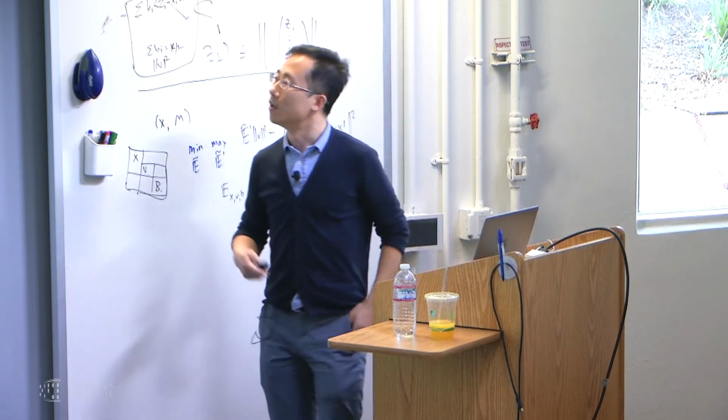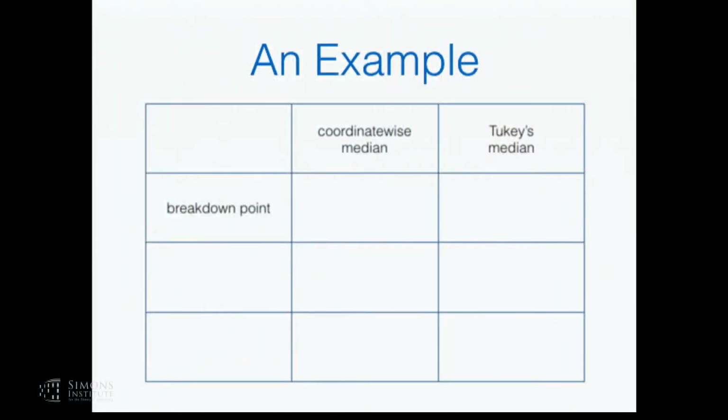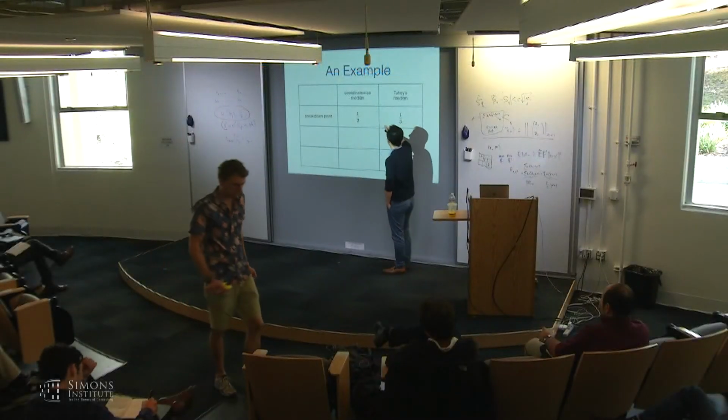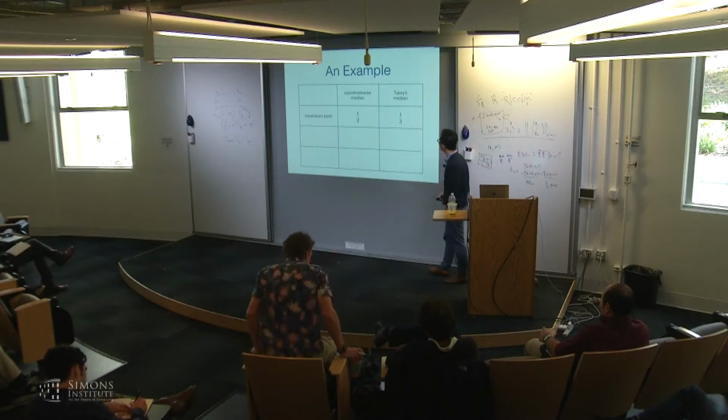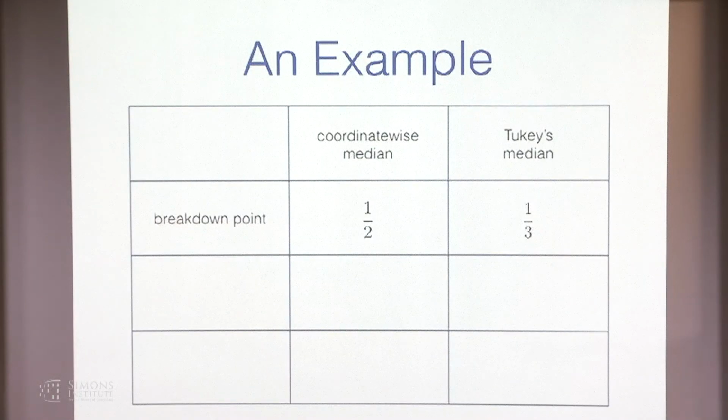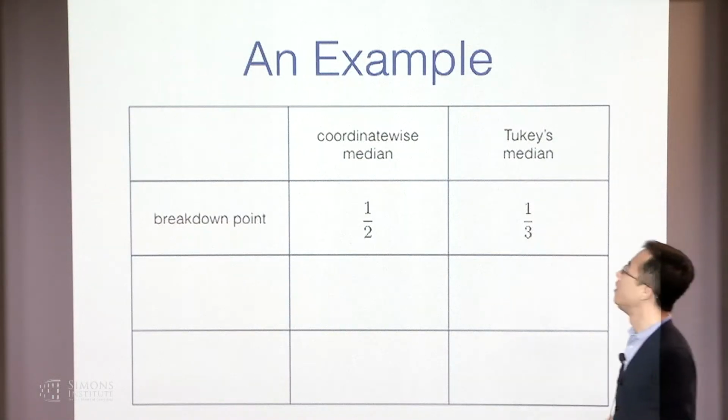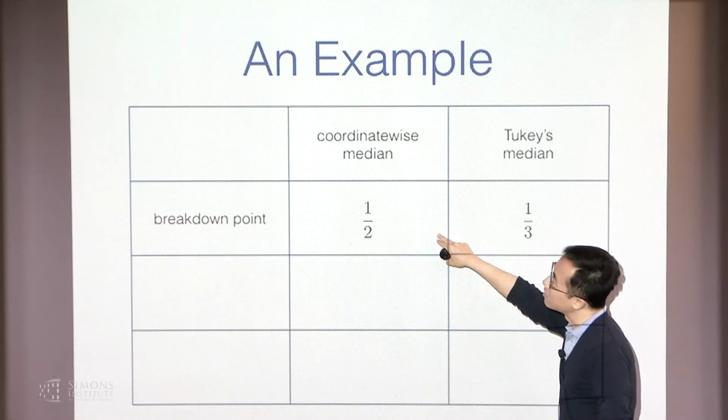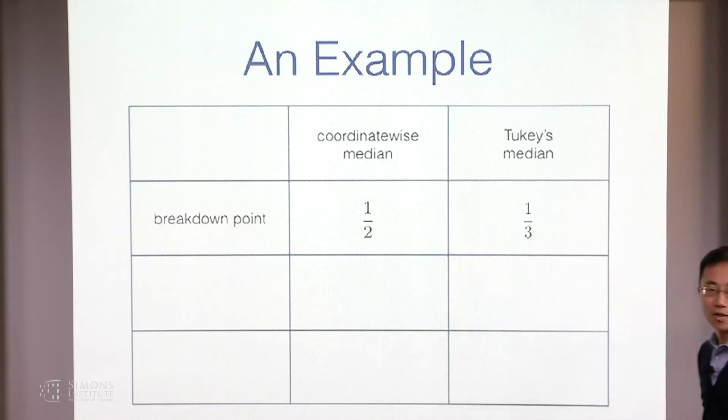For the coordinate-wise median and Tukey's median, people have calculated the breakdown points. One is 1 over 2, the other is 1 over 3. That means you need to change at least half the data to completely change the value of the coordinate-wise median, but for Tukey's median you only need to do so for a third of the data. From this comparison, you may think that the coordinate-wise median is more robust, but this is not the complete story yet.